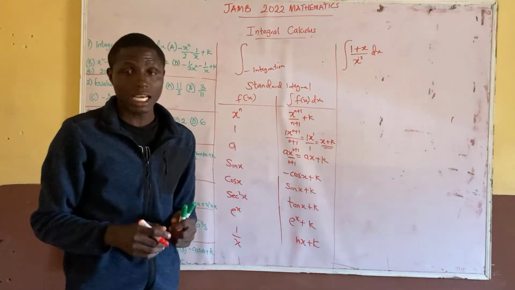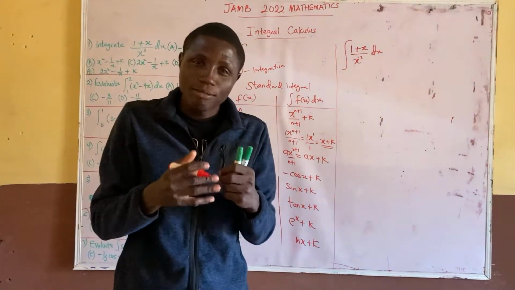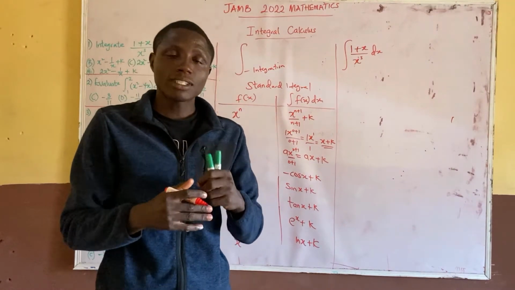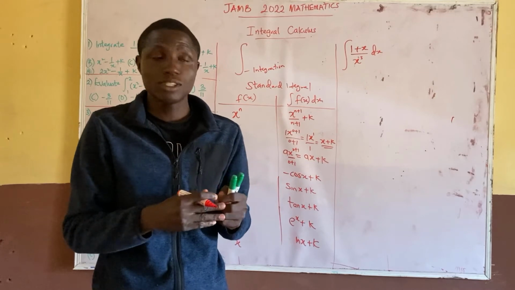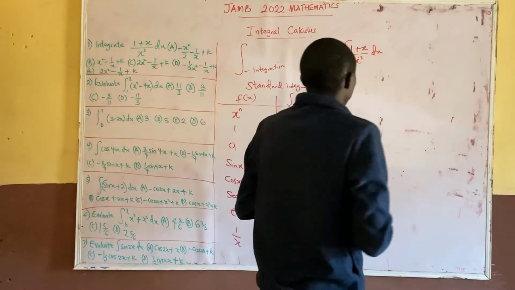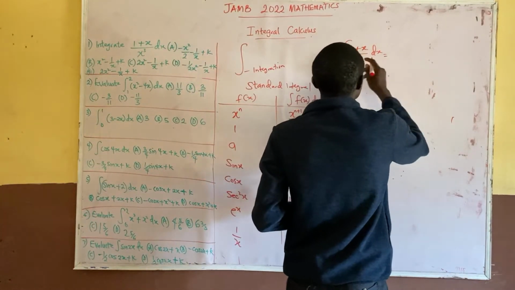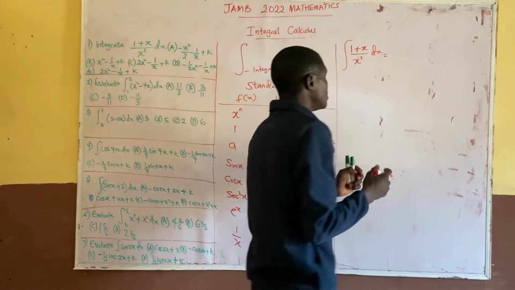Mind you, you have to be time conscious in Jamb, so you have to be very, very fast. So the first thing is to learn the process. After now, we get to speed up our process. So the first thing here is to separate the function.